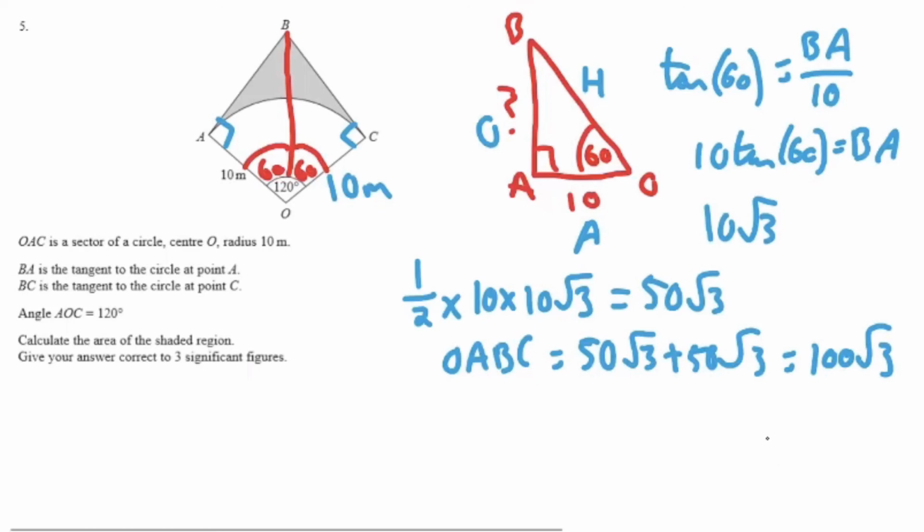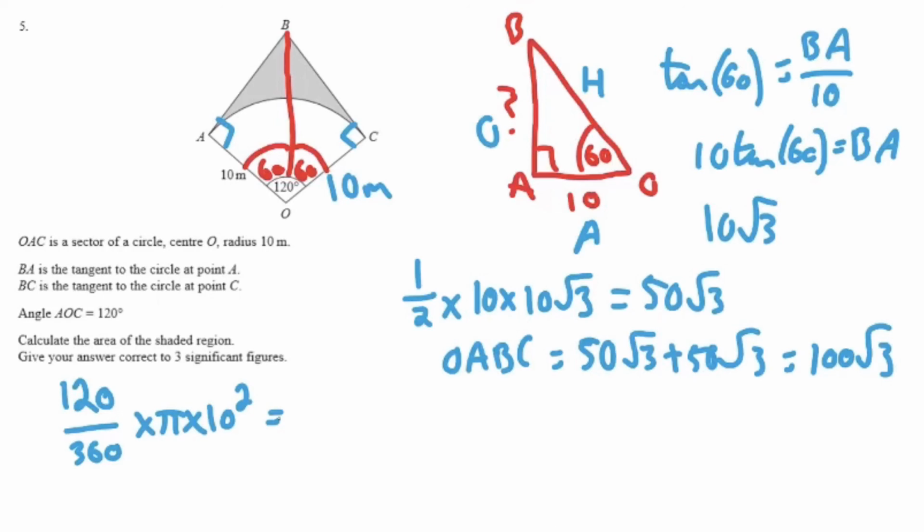So now we have the quadrilateral. From here, we can get the sector. So as before, the area of the sector is going to be the angle over 360. So this is 120 over 360. Then times by pi times the radius, which was 10 squared. Plugging this into your calculator, you should get an area of 100 over 3 pi. Yeah, let's just keep them in exact values as before.